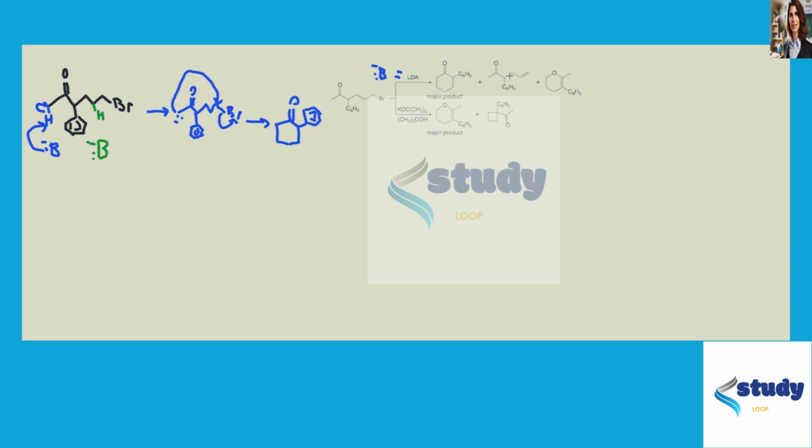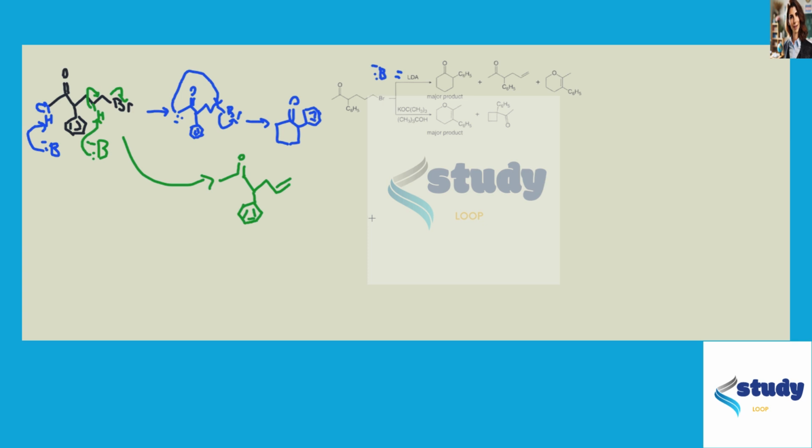But alternatively, what can happen is that the base can rip off this proton here to get an elimination product, as you see in this product. So you can rip off this proton, making a bond. You make a bond, you break a bond. So the sigma bond will make a new pi bond. You make a bond, you break a bond. So bromine will fall off, and this will make now your elimination product. So now you have your elimination product.